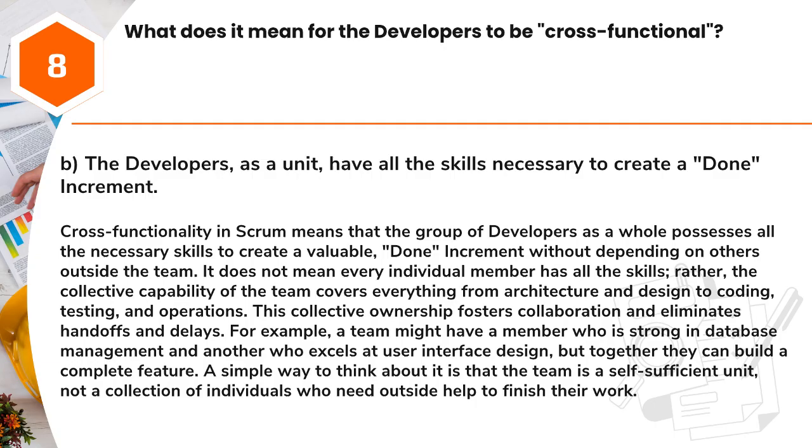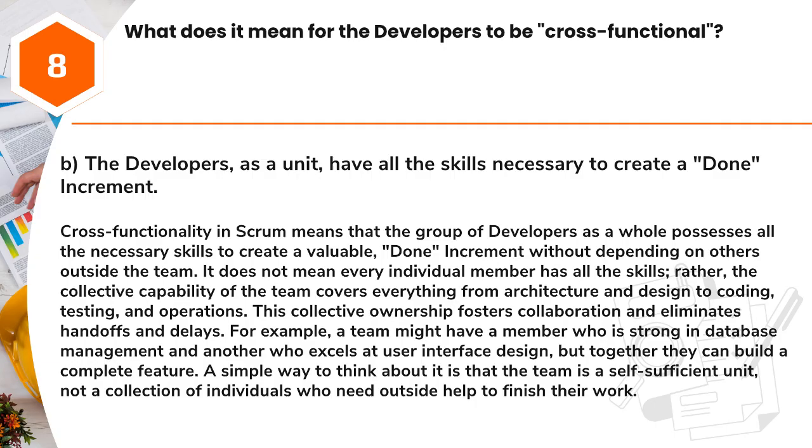Cross-functionality in Scrum means that the group of developers as a whole possesses all the necessary skills to create a valuable, done increment without depending on others outside the team. It does not mean every individual member has all the skills. Rather, the collective capability of the team covers everything from architecture and design to coding, testing, and operations. This collective ownership fosters collaboration and eliminates handoffs and delays.